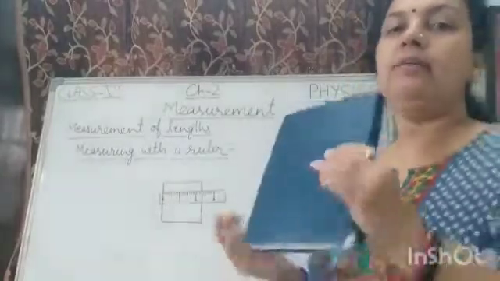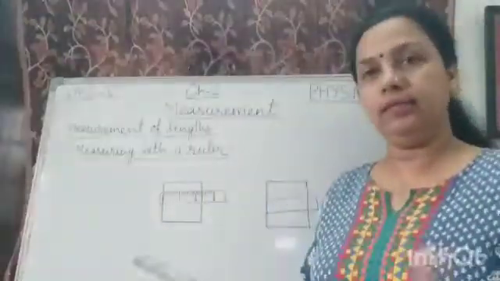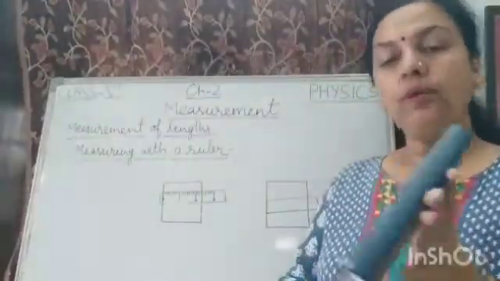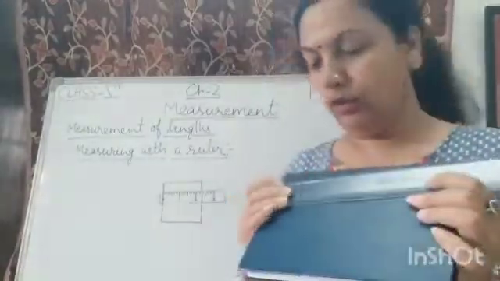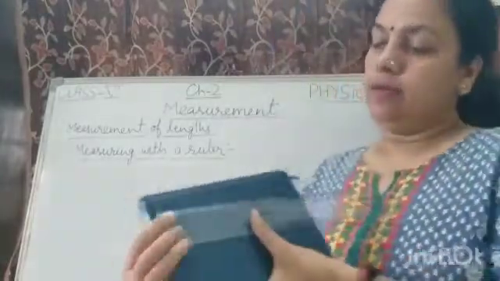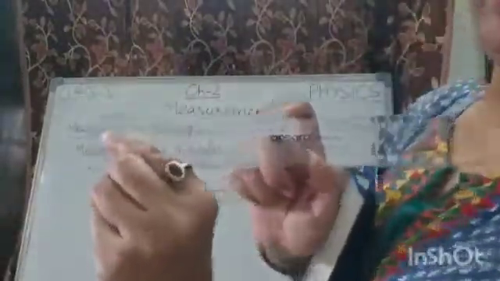For example, we have this diary and we have to measure it with the help of this ruler or scale. So what we will do, first we will place the scale along the length of that object, in such a way that the zero of the ruler will coincide with the left end of that object. You will not start from this side, you will coincide the zero line from this end.